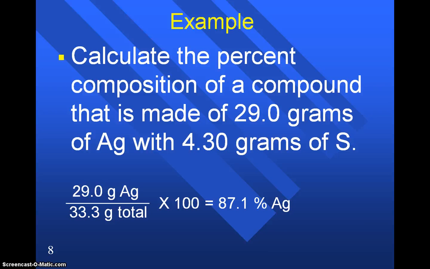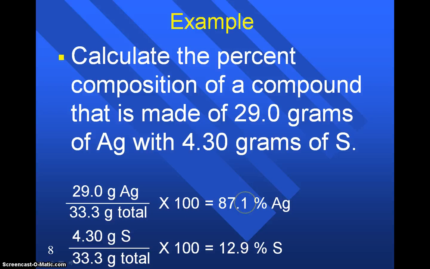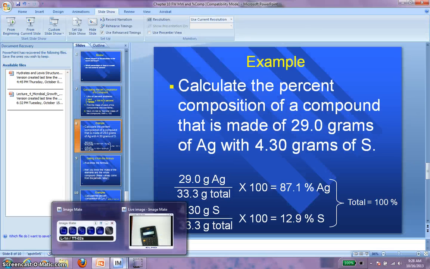So to find the percent that is silver, I just take 29 divided by 33.3, multiply by 100, and I get 87.1%. And then if I do that with the sulfur, I take 4.3 grams of sulfur, divide it by 33.3 grams, and multiply by 100, and I get 12.9% sulfur.